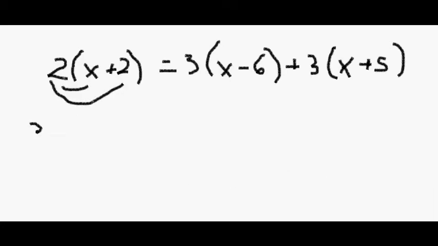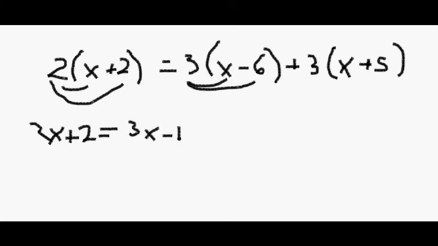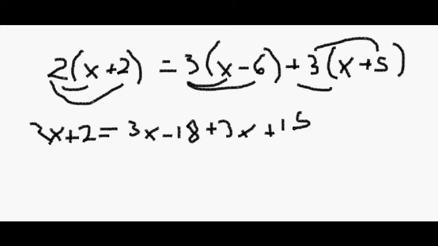So distribution property, 2x times 2, which is plus 2. You see that? Equals, same thing, 3 times x and 3 times negative 6 equals 3x times 3 times 6, negative 6 is negative 18, plus 3 times x, which is 3x, plus 3 times 5, which is plus 15. Alright, then you just have to simplify it.